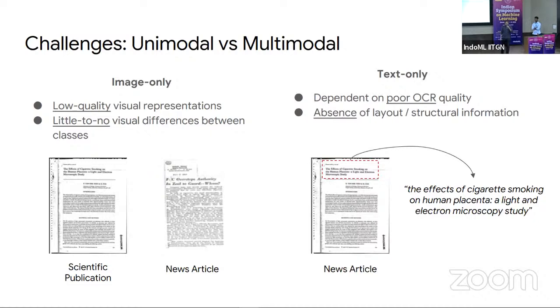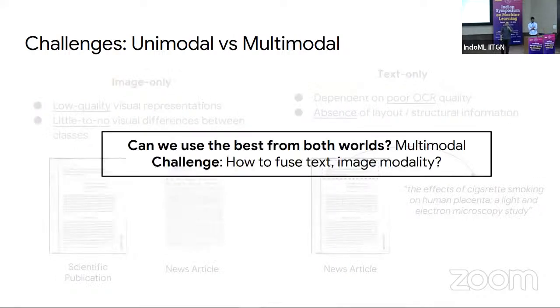Similarly, in the case of a text-only model, the performance is often determined by the quality of the text generated by an OCR engine. And if you're using only text, we often neglect the information pertaining to the structure or layout of the document, which is highly crucial in these kinds of tasks. So to this end, we are proposing a multi-modal technique, which will try to take the best of both worlds, both image and text.